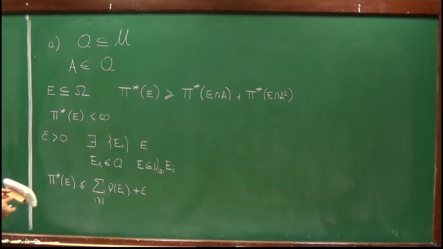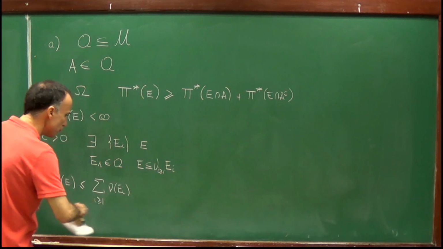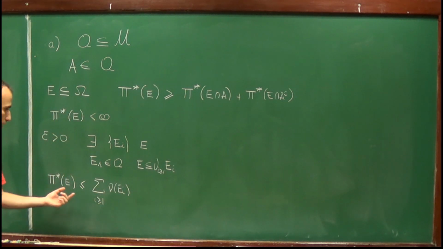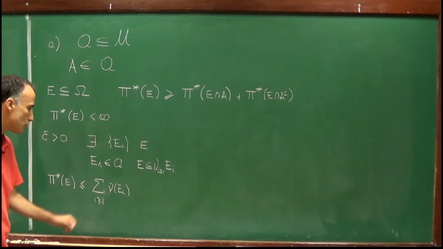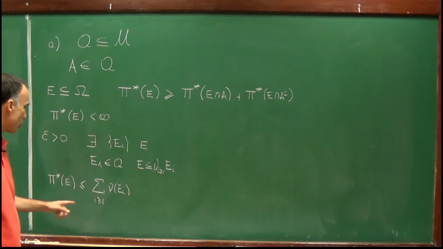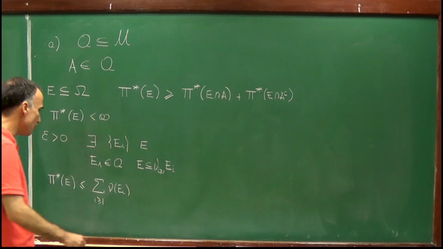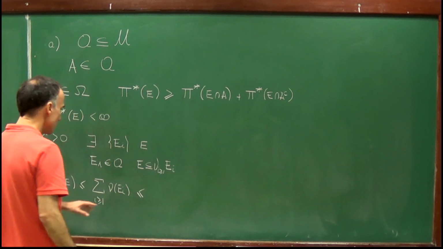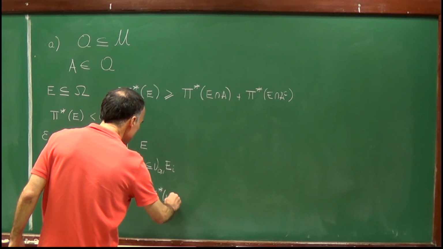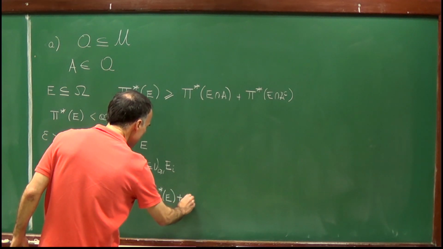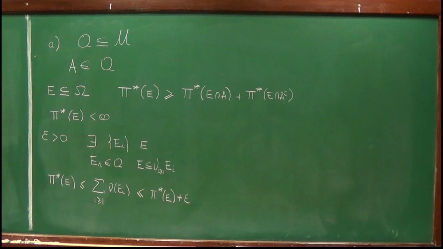I'm sorry. P star of E is the infimum, so it's always less or equal than this particular sum, which is the value for that covering. But I can find a covering which almost attains this infimum in such a way that the sum is less than or equal to P star of E plus epsilon. Right? So this is possible because P star of E is finite by assumption.